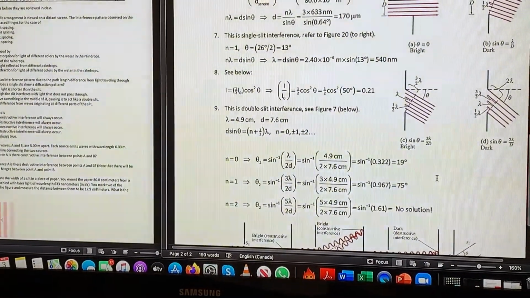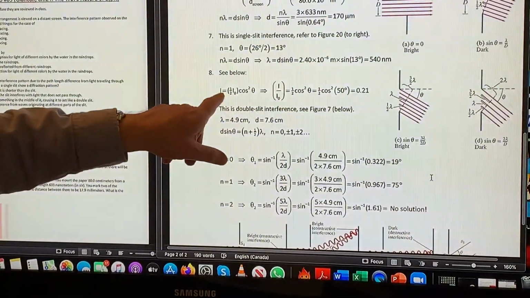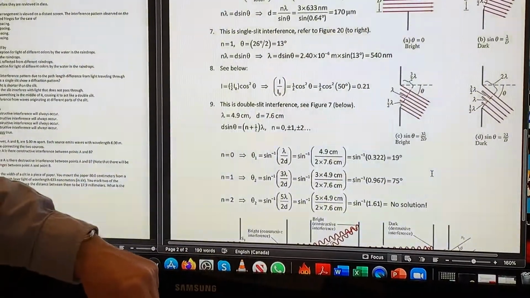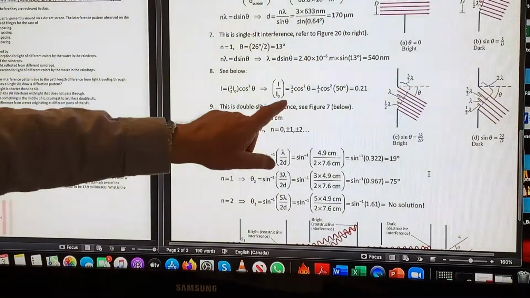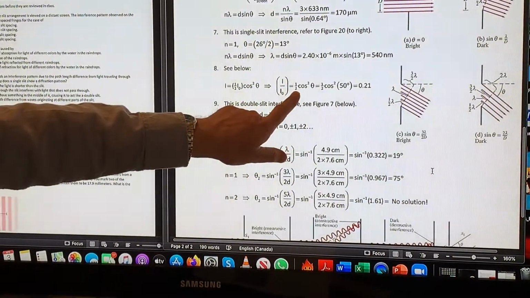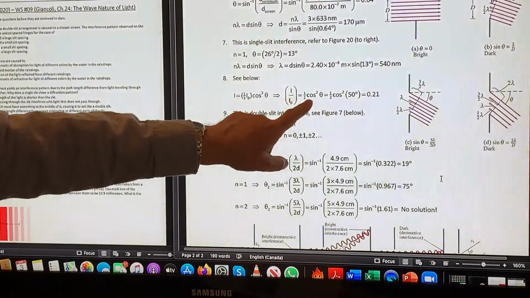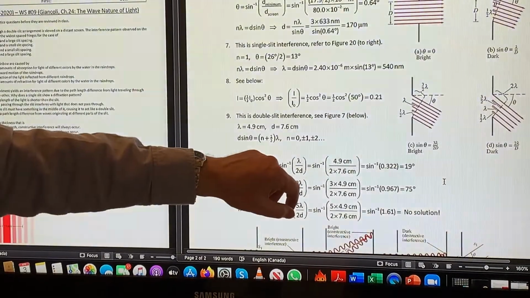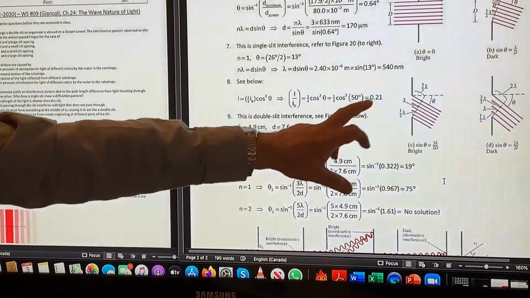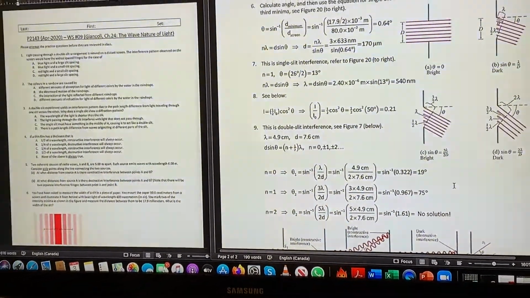So hopefully you can see this. I've got I over I0 for the fraction of the original light. The half comes from the fact it has to go through one polarizer. We lose half the intensity there. And then we've got the cos squared theta term. So when I evaluate this, I get about 2/10 of the light will come through.